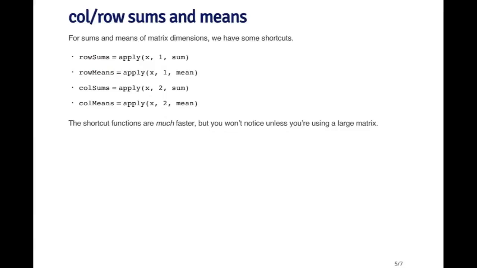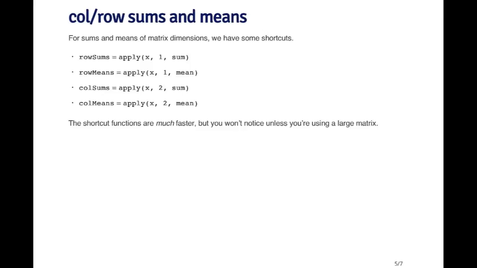Now for simple operations like calculating the sum or calculating the mean of a column or of a row, there are special functions that are highly optimized to do this very quickly. So for calculating the row sums and row means, there's the functions rowSums and rowMeans, and similarly there's colSums and colMeans, which do the same things for the columns.